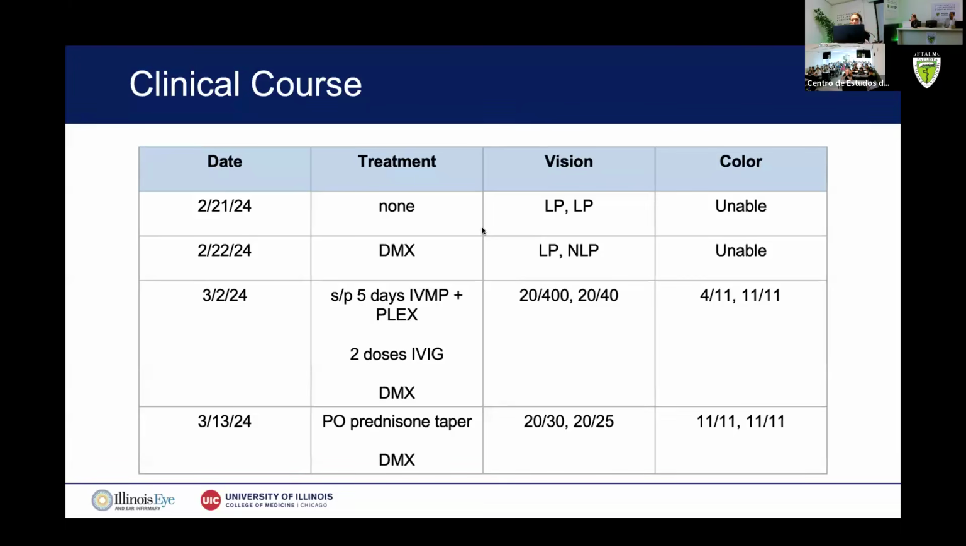And then he was also treated with the Diamox and discharged on that with the PO prednisone taper. His first visit at UIC was about 2 weeks after discharge, on the 13th. He's on the PO prednisone taper at 10 milligrams now, and Diamox 1,000 BID. Vision has dramatically improved to 20/30 in the right eye and 20/25, and color is now full.